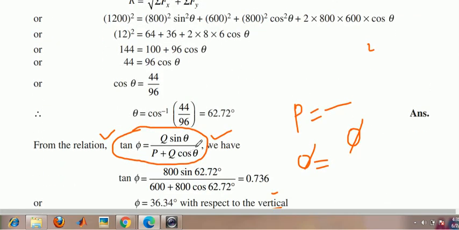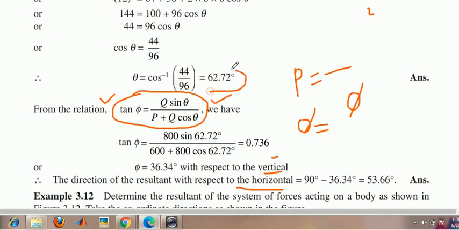Theta is known, 62.72, and Q is 800, P is 600. By simplifying this, you will get the direction. Direction of what? The direction of resultant. Right? So this is with respect to the vertical direction.